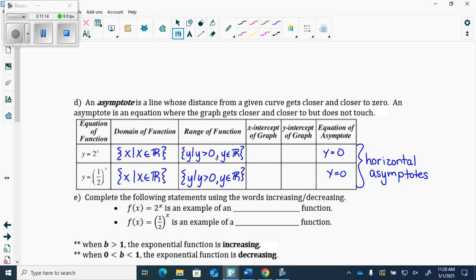X-intercepts of the graphs. There's an asymptote on the x-axis. Can we ever touch the x-axis? No. So are there any x-intercepts? No.